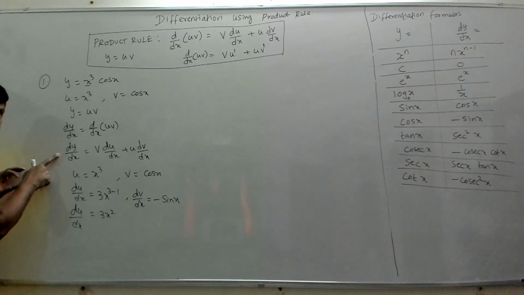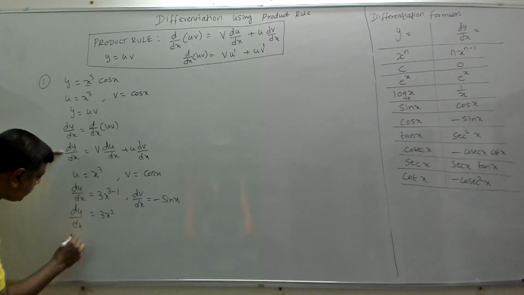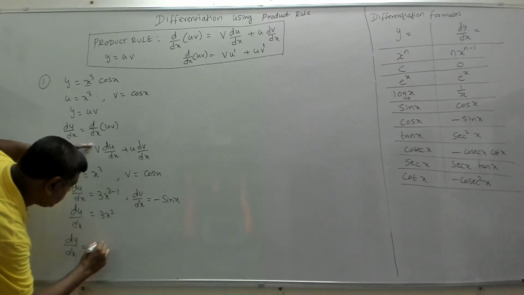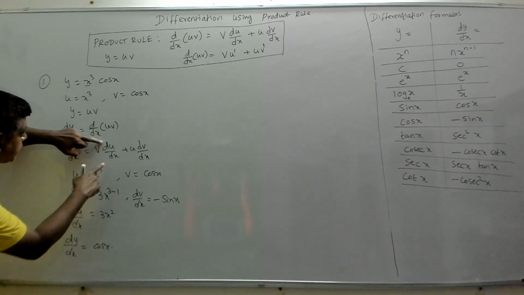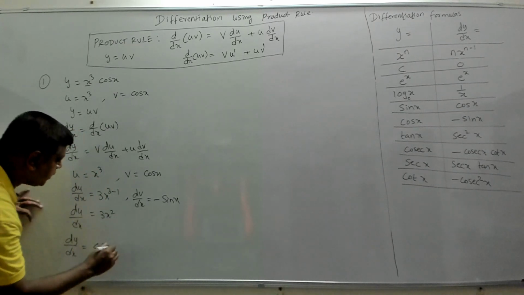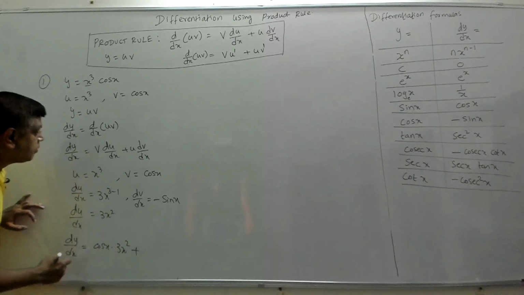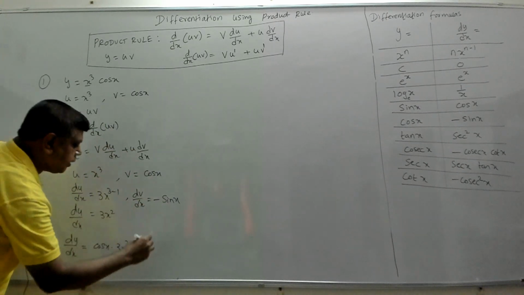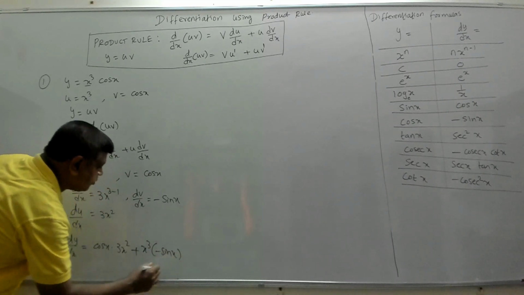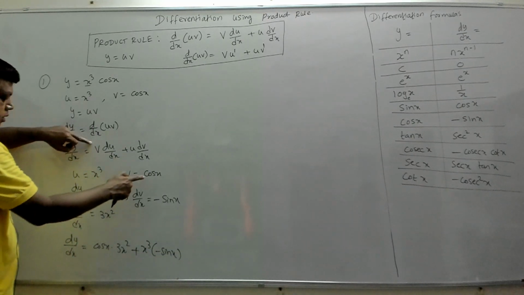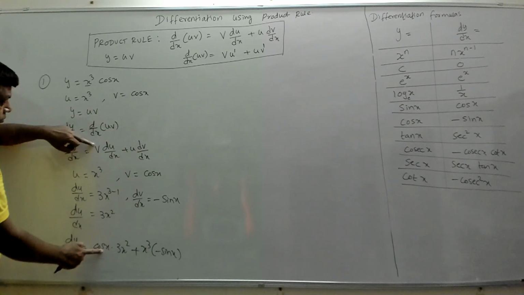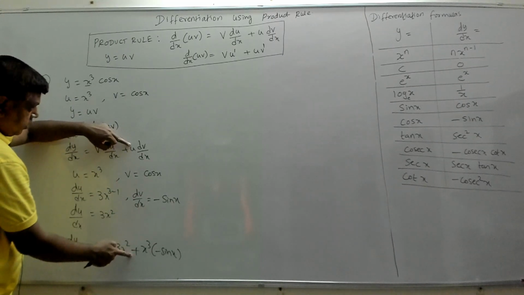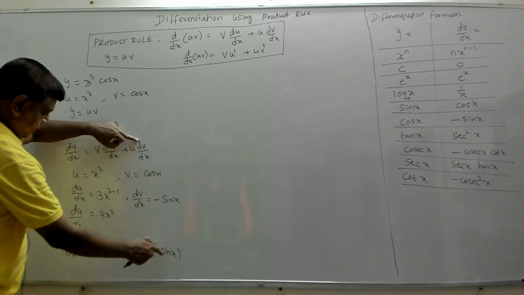Now I'm writing this. dy/dx is equal to v, which is cos x, into du/dx, which is 3x square, plus u, which is x cube, into dv/dx, which is minus sin x. So I've substituted v as cos x, du/dx as 3x square, u as x cube, and dv/dx as minus sin x.